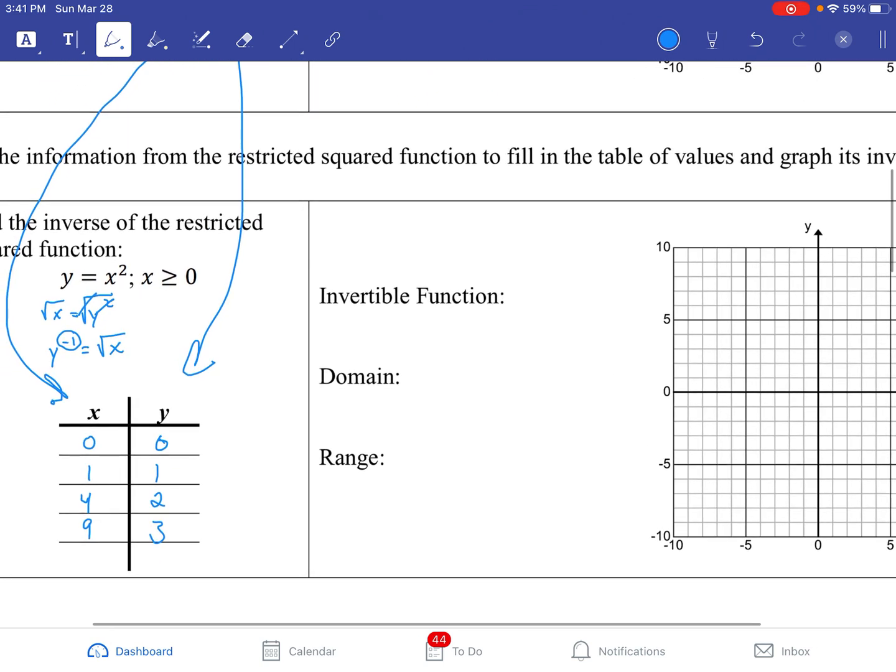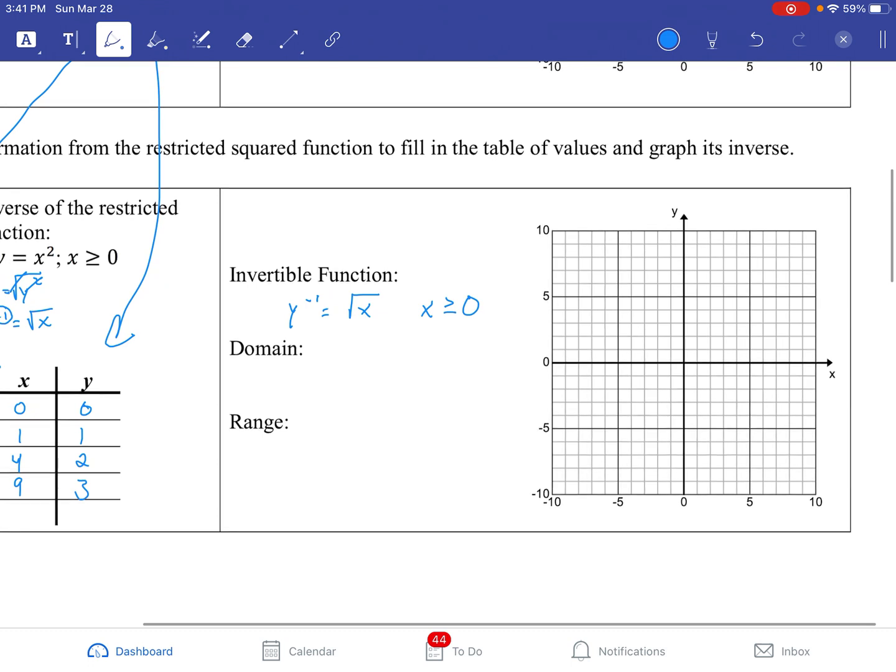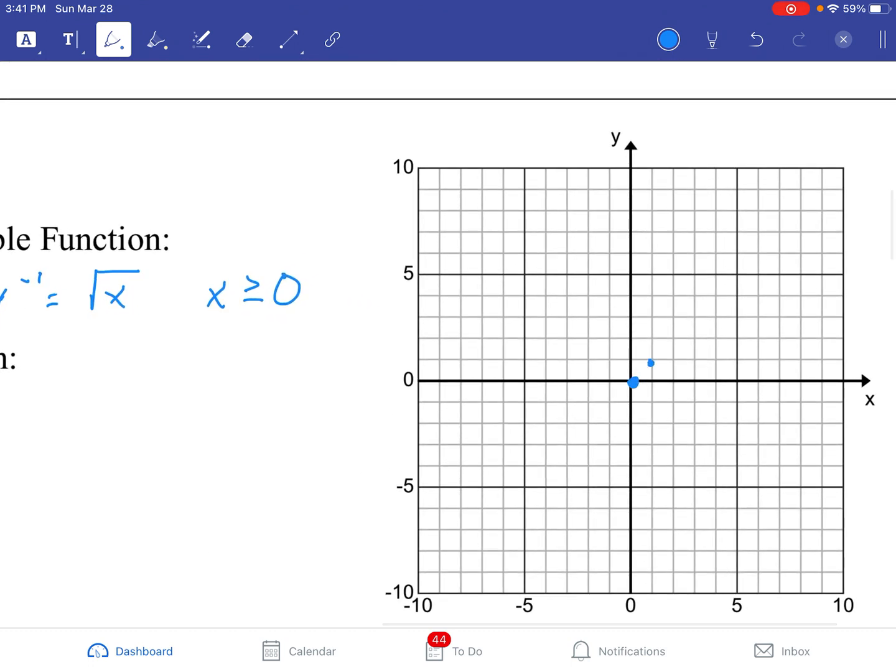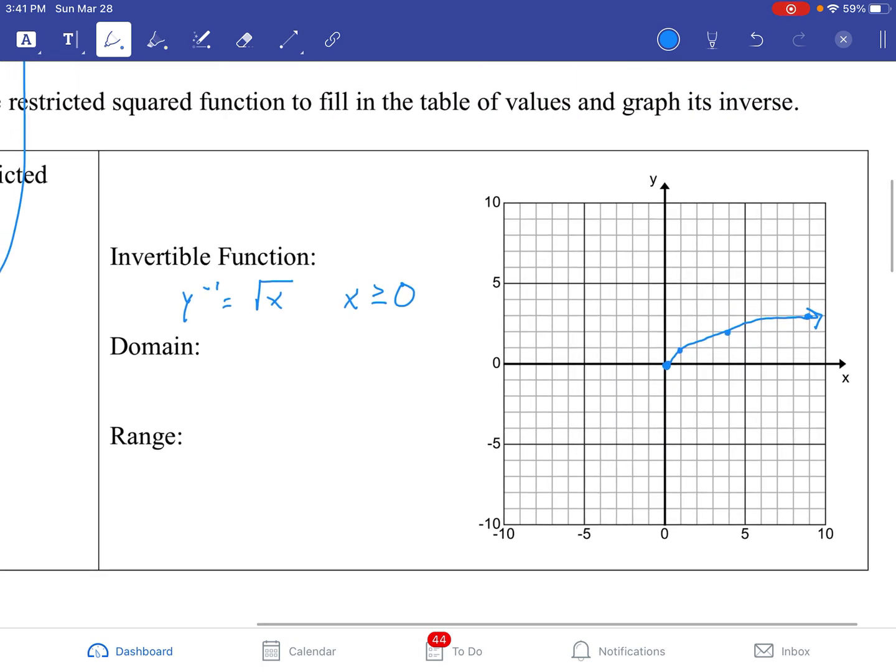So our inverse function is the square root of x, and we also have to say that x has a domain restriction of greater than or equal to 0. Okay, so let's graph what it looks like now. If we use our points, we have (0, 0), (1, 1), (4, 2), (9, 3). So it looks like this. That's our new graph of our inverse function.